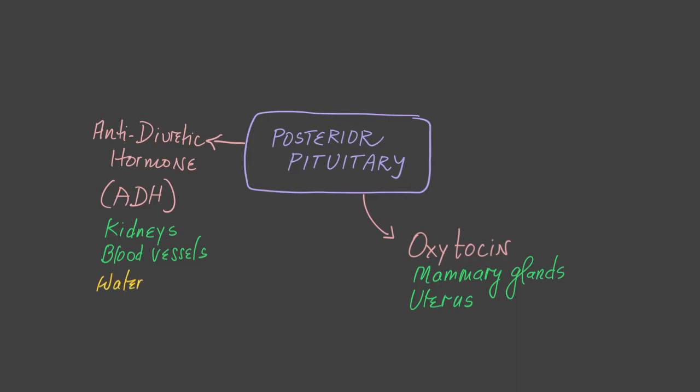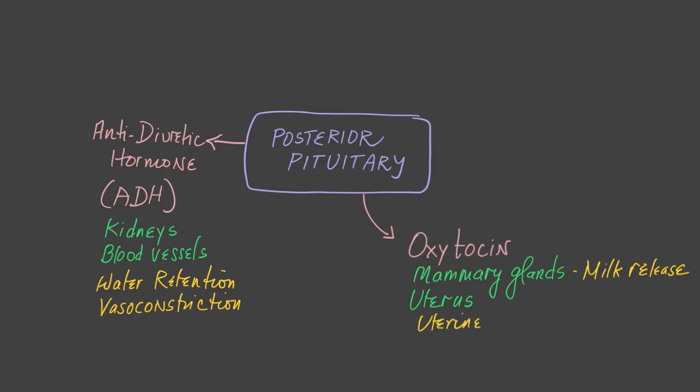So here are the functions. The ADH helps in water retention, and it brings on vasoconstriction in the blood vessels, which helps to raise blood pressure when it's needed. On the oxytocin side, we have two functions. In the mammary glands, it helps in releasing milk during breastfeeding, and in the uterus, oxytocin brings on strong uterine contractions that will help the process of childbirth.